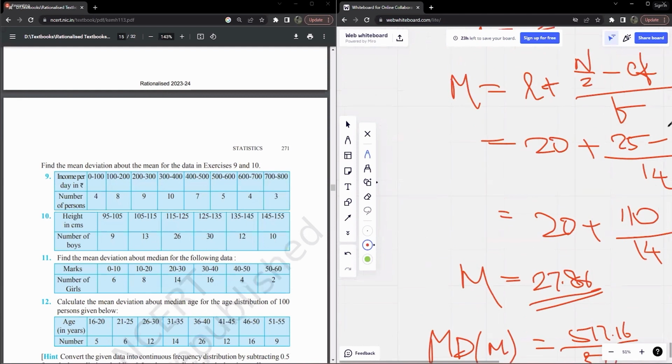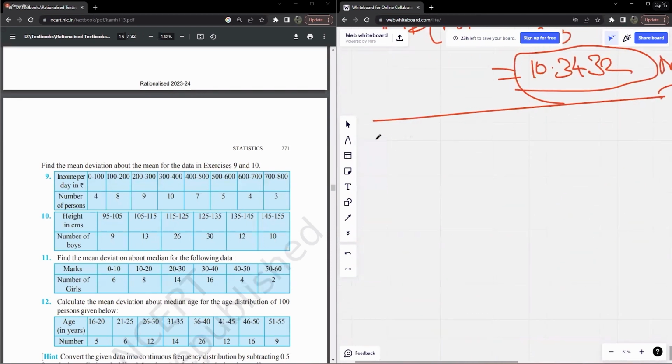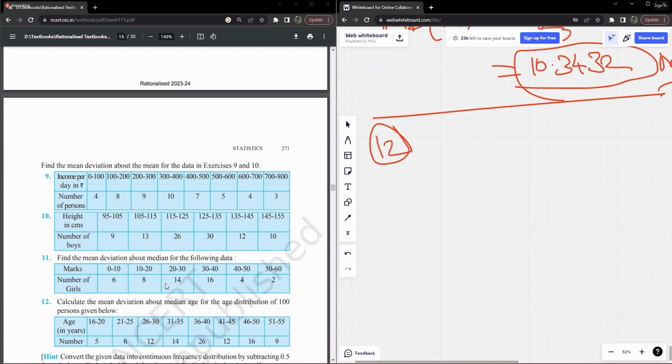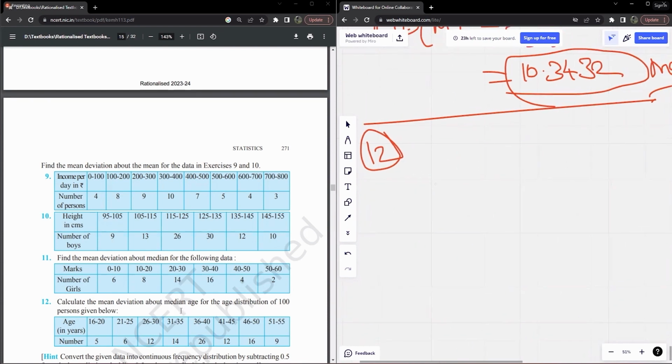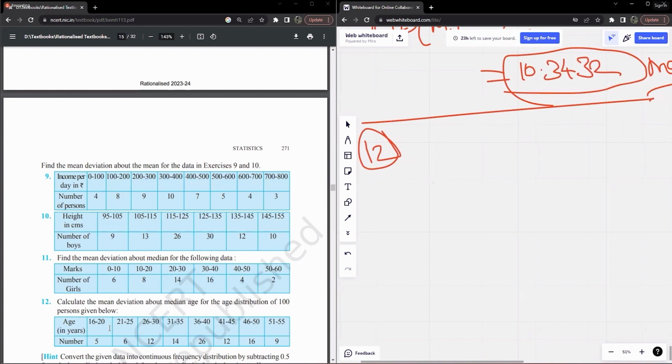And finally, moving on to question number 12. Calculate the mean deviation about median age for the age distribution of 100 people given below. This is given as an inclusive classification, because we have the upper limit of each class being included in the class consideration. So what you're going to do is use the conversion between an inclusive and exclusive class.